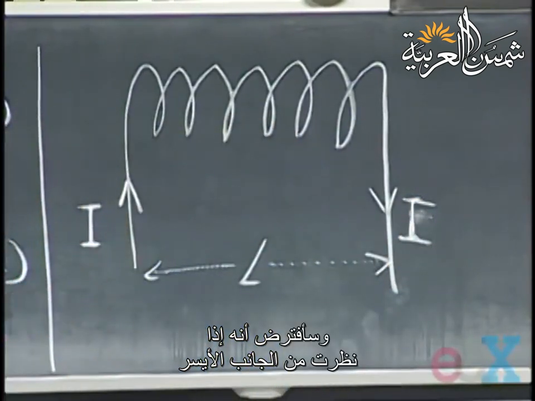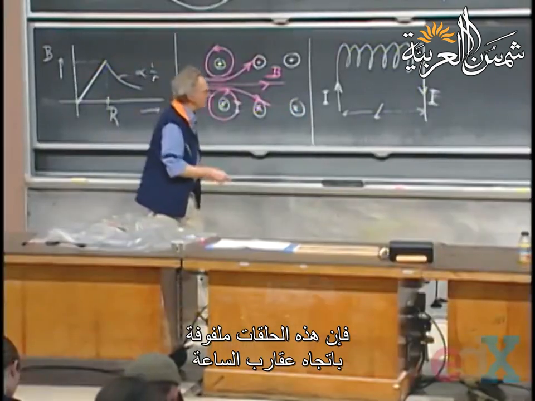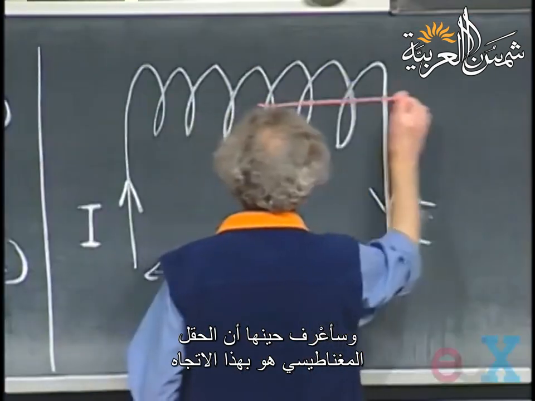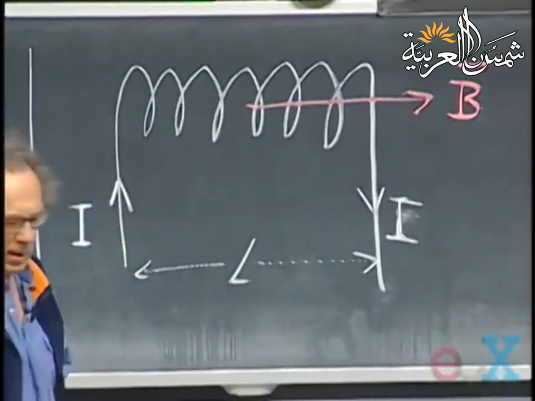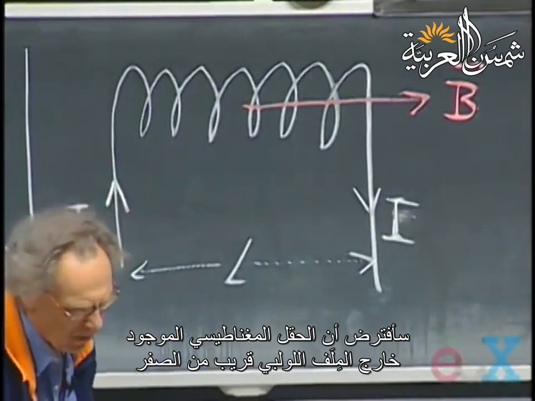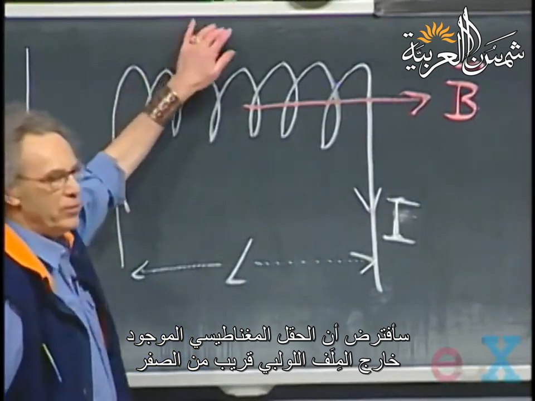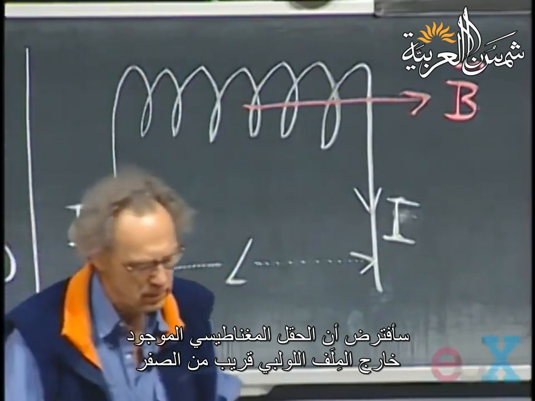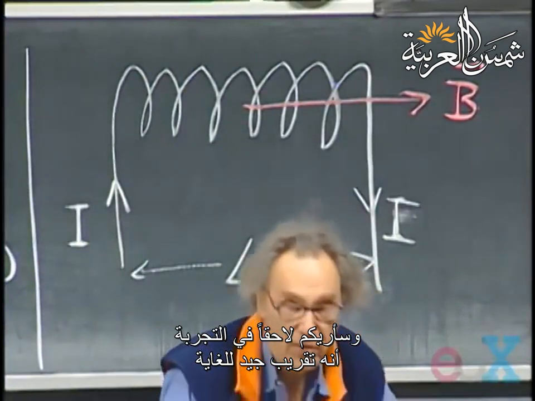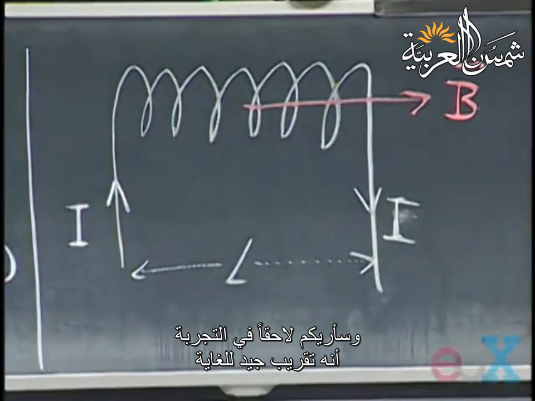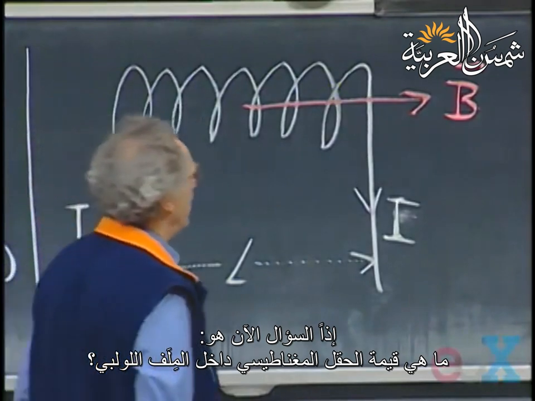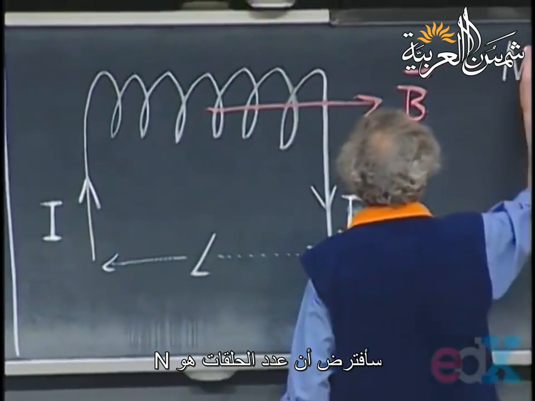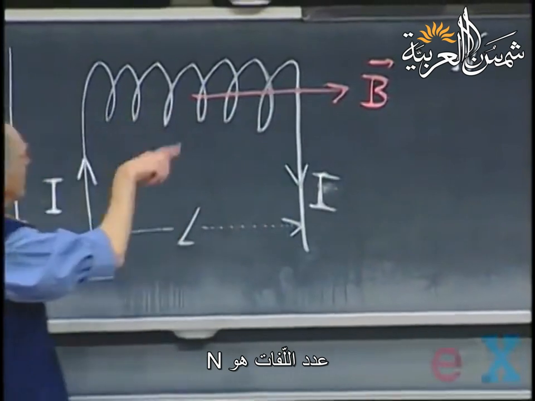And I assume that if I look from the left side, the windings are wound clockwise, so I know that the magnetic field is then in this direction. I make the assumption that the magnetic field outside the solenoid is approximately zero. I will show you later with a demonstration that that's a pretty good approximation. And so the question now is, what is the magnetic field there? And I assume I have n loops, n windings, capital N.